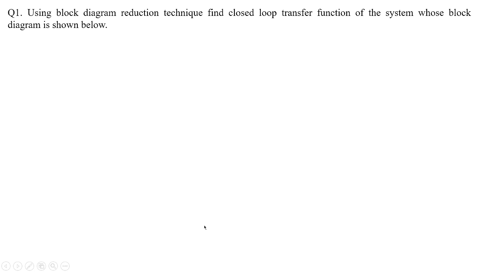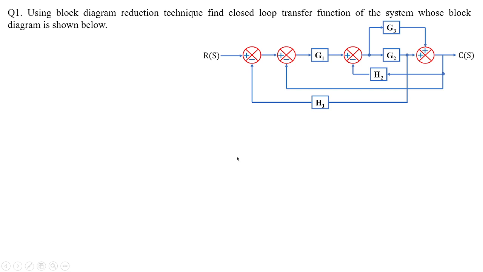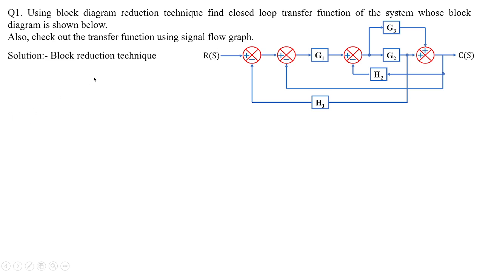Using the block diagram reduction technique, find the closed loop transfer function of the system whose block diagram is shown below. If you look into our previous block reduction problem, I asked you to calculate the transfer function C(s) by R(s) using block reduction. Anyhow, we'll solve this problem using block reduction as well as signal flow graph. The problem also asks us to check the transfer function using signal flow graph. Okay, fine. So first, we'll go with the solution using the block reduction technique.